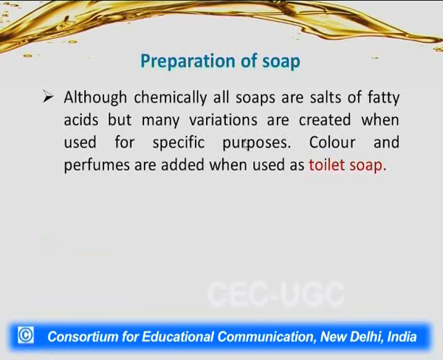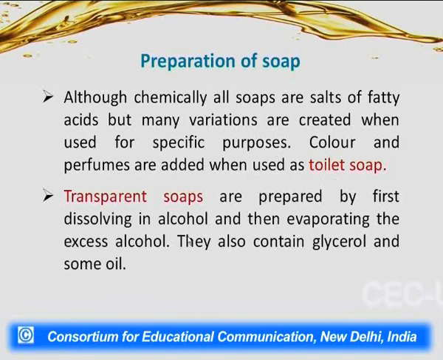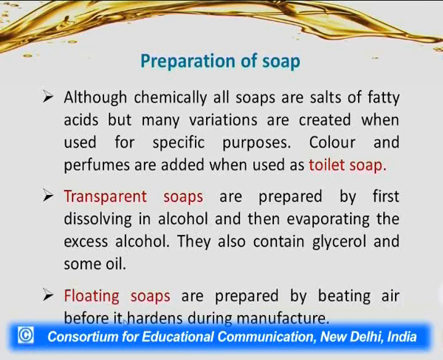Although chemically our soaps are salts of fatty acids, many variations are created when used for specific purposes. We will discuss some different types of soap that we get in the market. Color and perfumes are added when used as toilet soap. The soap we generally use for bathing or cleaning our hands is colored and has some perfumes added to it. Transparent soaps are prepared by first dissolving in alcohol and then evaporating the excess alcohol. They also contain glycerol and some other oils added to them. The floating soaps. Floating soaps are prepared by beating air in before it hardens during manufacture.